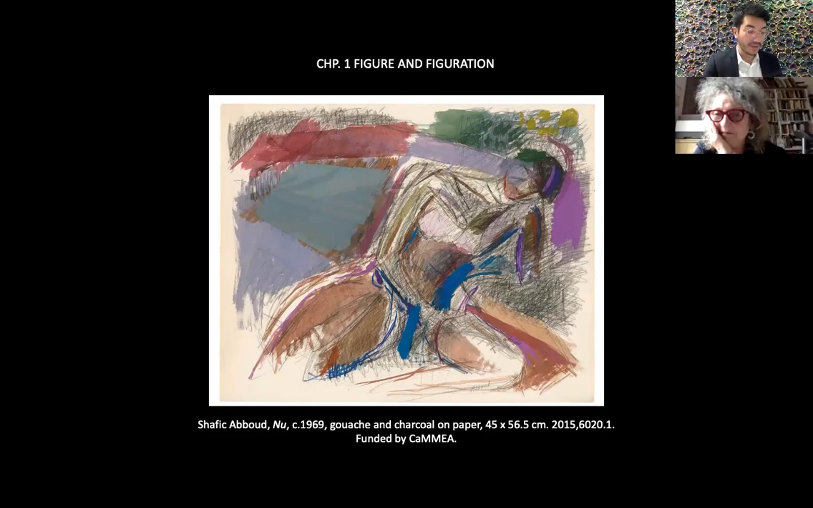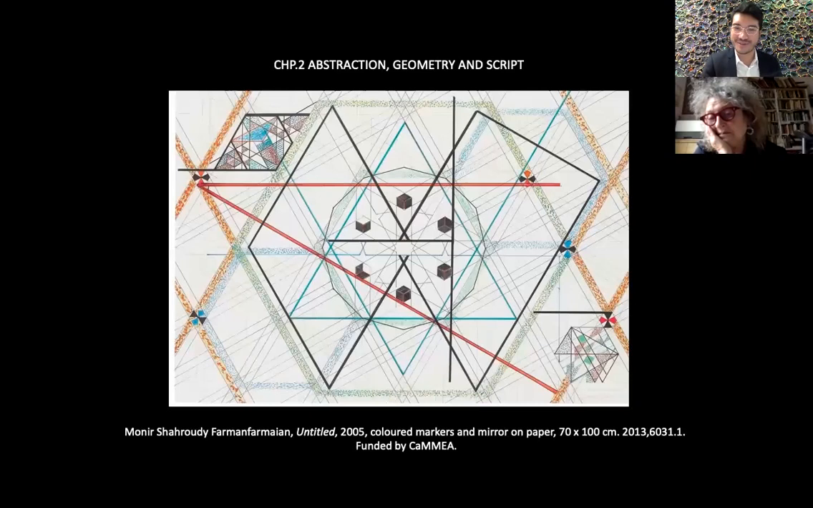So when we think about the arts of the Arab Islamic world, we think of abstraction and calligraphy, as we said, and it's actually an important part of the artistic identity and, I guess, aesthetics of this region. And this is the second chapter of your book, Abstraction, Geometry, and Script. And here we have an example from the Iranian female artist, Munir Shahroudy Farmanfarmaian.